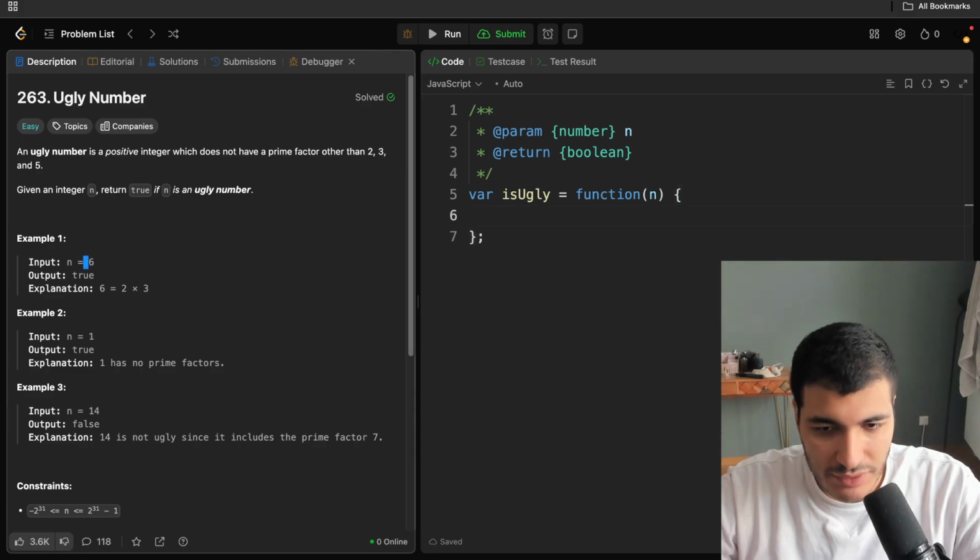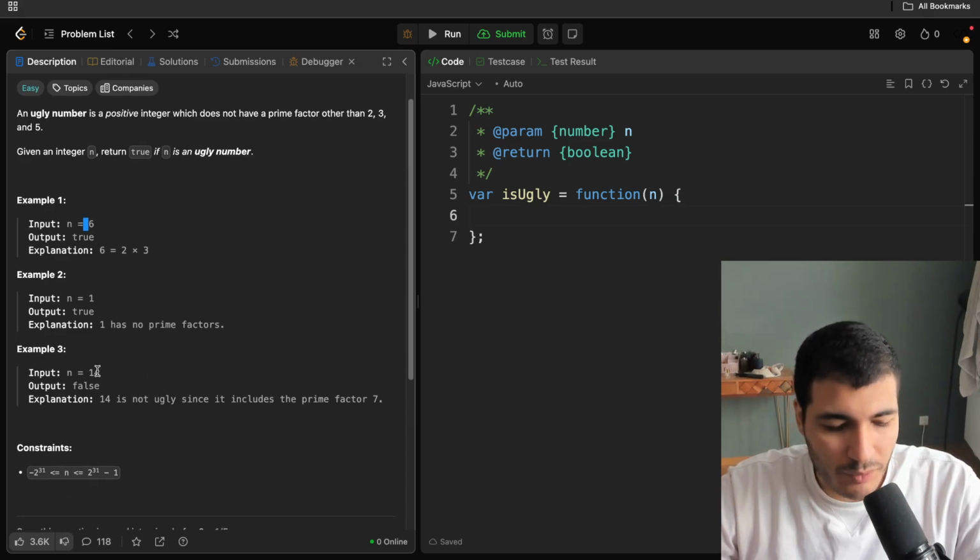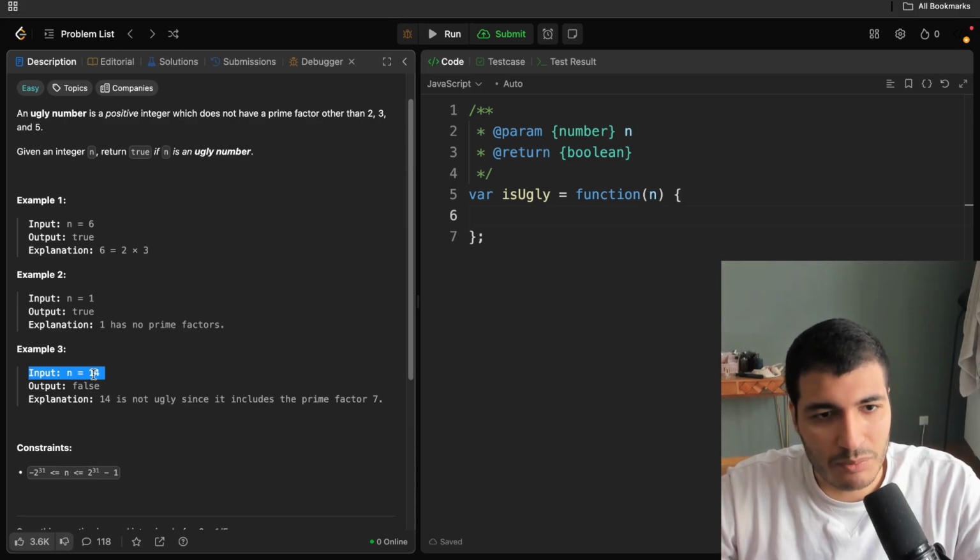So basically, if we have an example here, number 6 is true because 2 multiplied by 3 equals 6. We have 1 is true as well, because 1 is considered ugly by definition. 14 is false because 14 equals 2 multiplied by 7, and 7 is not allowed.